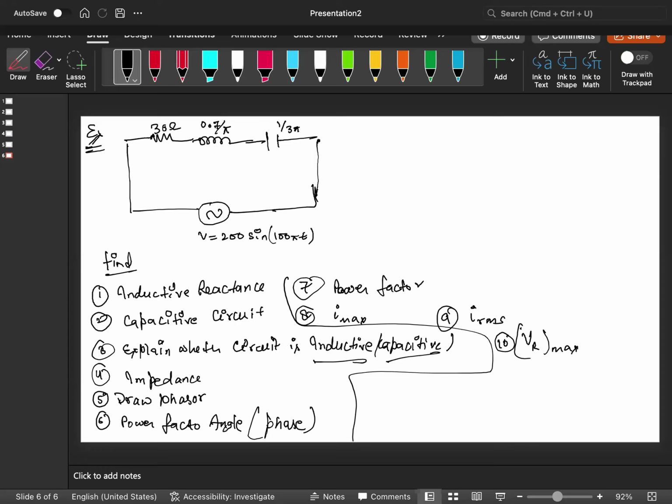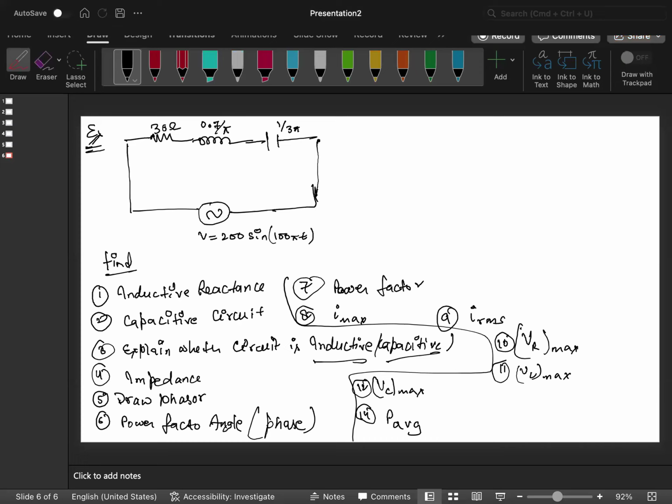And what next you can calculate? VL maximum, VC maximum. 14th, average power. Basically, average power you have to calculate. So Kirna, look, these 14 points are there which you have to solve as a part of this problem. Clear?